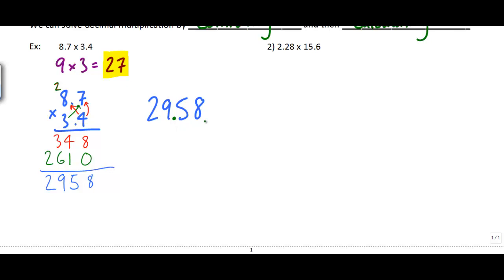Okay, let's look at one more example here. So 2.28 times 15.6. So first off, I'm just going to do an estimation. 2.28 is approximately 2. And 15.6 is approximately 16. So 2 times 16 is 32.